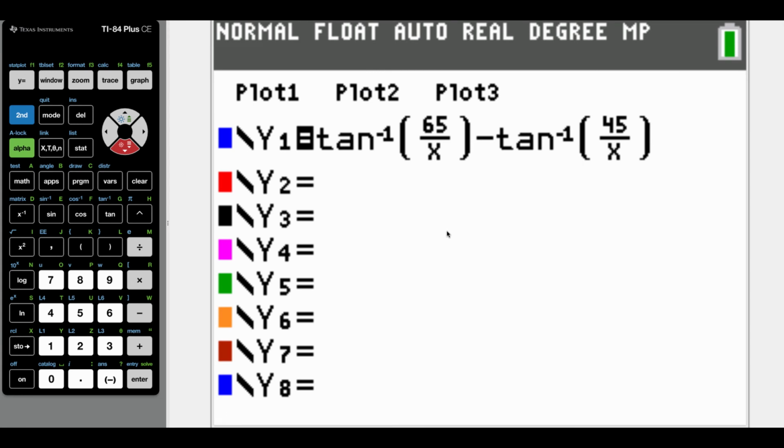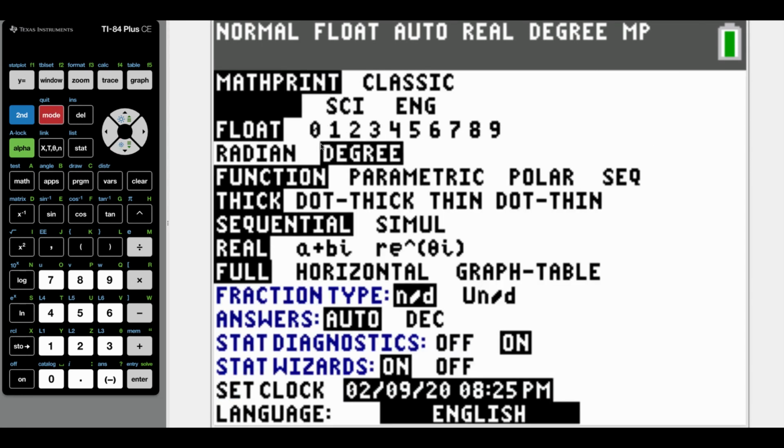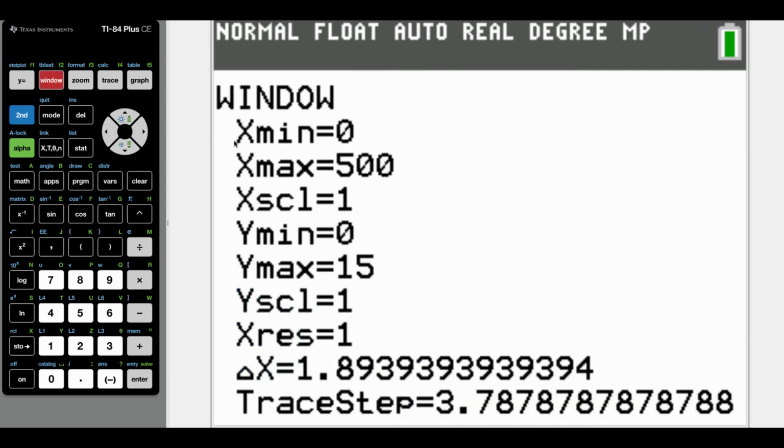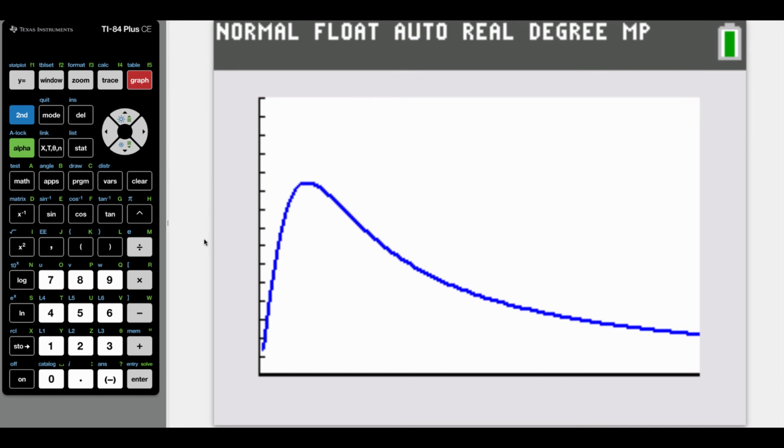So in my calculator, I have that equation typed in as my y1. I did change my mode into degree mode, and I did adjust my window. I made my x min and x max go from 0 to 500 because that's our distance away from the screen. And I made the y min and y max go from 0 to 15 because that's going to represent the angle. Now when I hit graph, we'll get a picture that looks something like this.